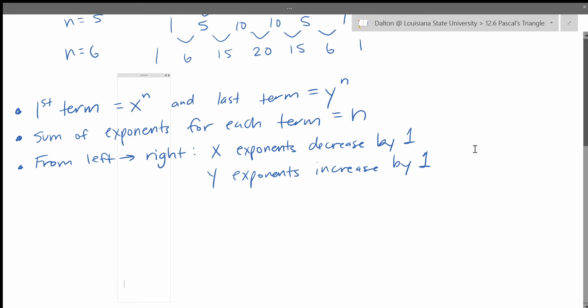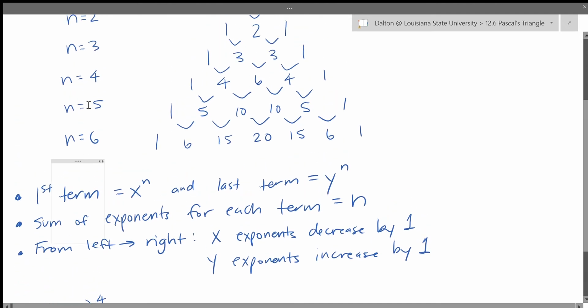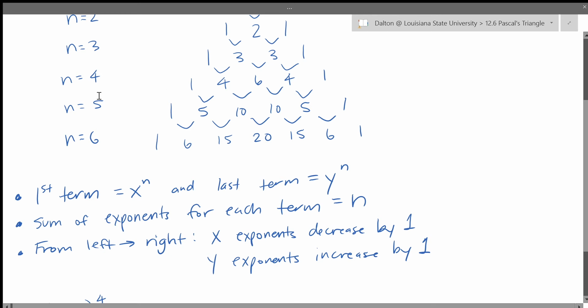Okay, so here's how it works. We're just going to do 2 examples. Number 1, if I ask you to expand (x plus y) to the 4th power, the thing to note here is that my exponent is 4. So if I look at my triangle, I want to follow the row where n is equal to 4. And if I look at that row of numbers, the triangle is what gives us the coefficients for each term. That's what Pascal's triangle is. It's the coefficients for the terms of our binomials. So for n equals 4, I'm going to start off with the coefficients 1, 4, 6, 4, 1.